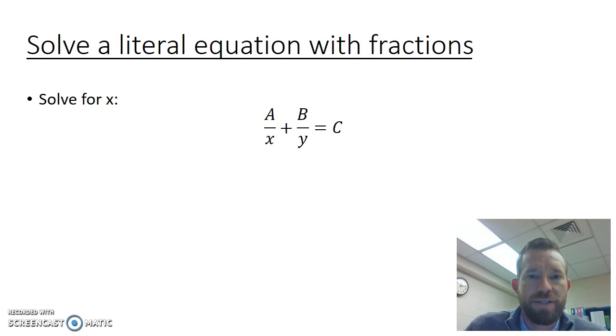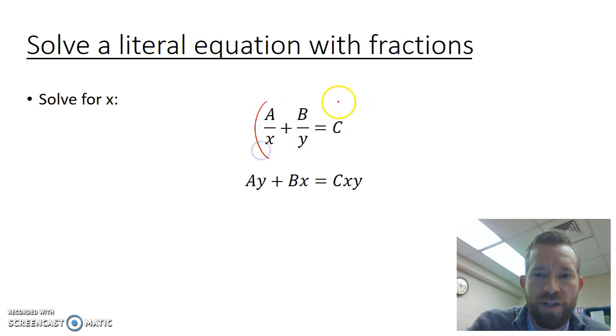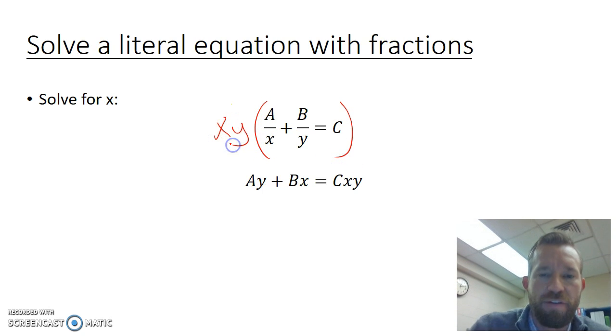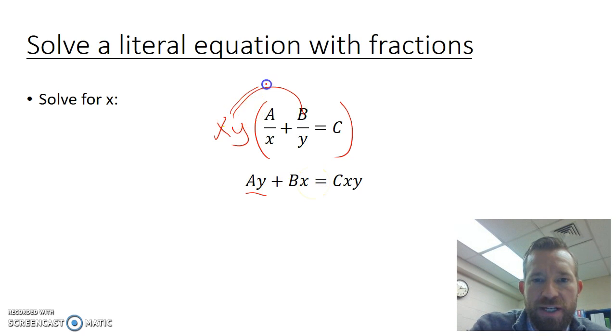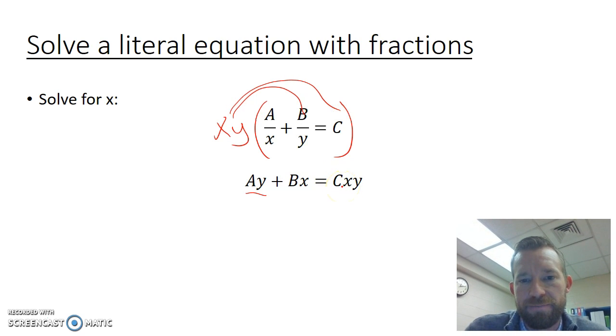Same thing happens here, except we have fractions. I'll show you this as we go. Fractions are the F word in math, so we want to get rid of these. One of the things we've talked about before is using the least common denominator. The least common denominator in this case is xy, and it will help us get rid of all the fractions. If you multiply xy by a over x, the x's cancel, so you have ay. If you multiply xy by b over y, the y's cancel, so you have bx. And of course, xy times c gives us cxy.